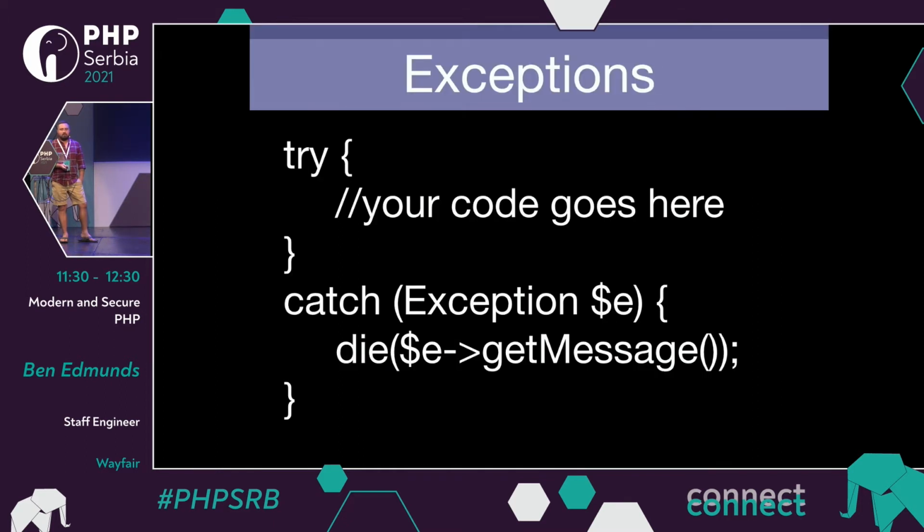So this is your standard exception. You're going to try to do something. If it fails, you're going to go to your catch block and handle your exception there. You're catching it based on that exception class there.